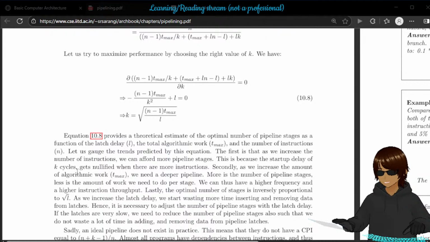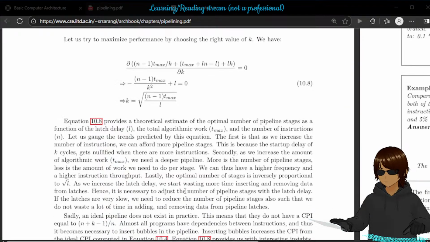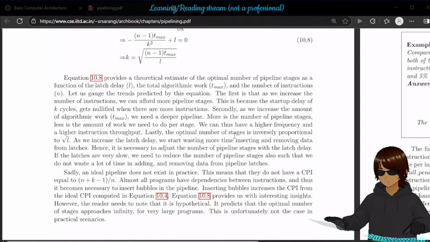Secondly, as we increase the amount of algorithmic work, we need a deeper pipeline. The more the number of pipeline stages, the less the amount of work we need to do per stage. We can thus have a higher frequency and a higher instruction throughput. Lastly, the optimal number of stages is inversely proportional to root L.